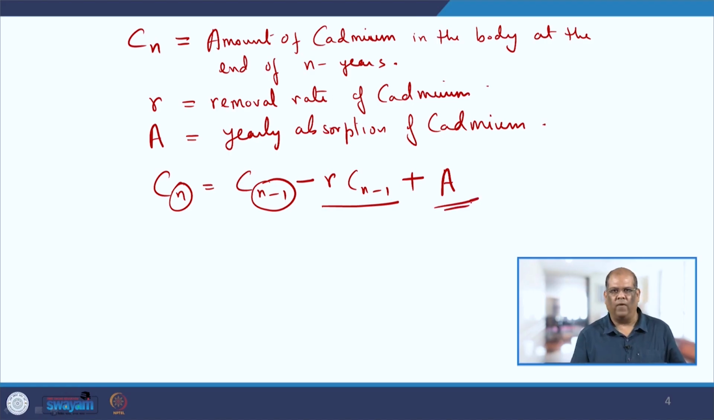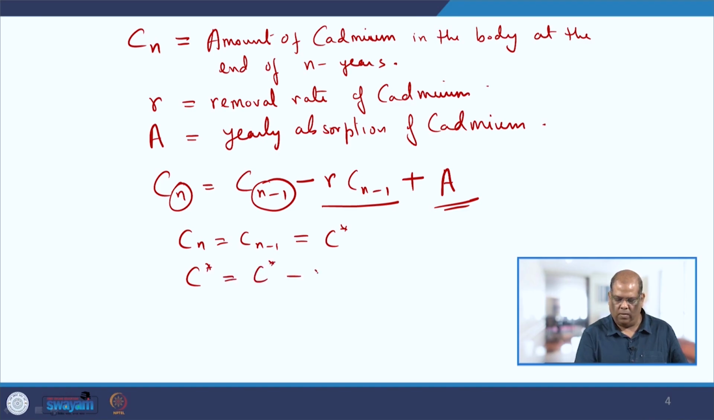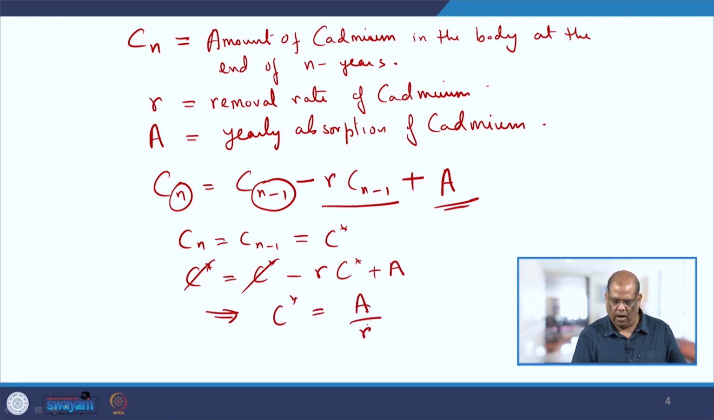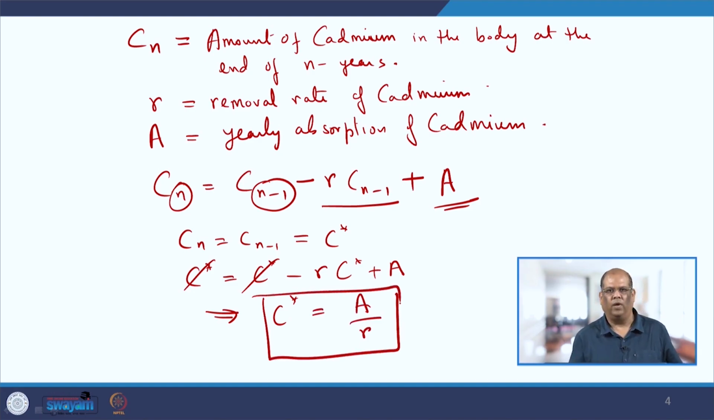If you want to find the equilibrium point, all you have to do is replace Cn and Cn minus 1 by some C star. Substituting, I get C star equals C star minus R times C star plus A. This and this cancel, and I get C star equal to A by R. So this is the point of equilibrium.